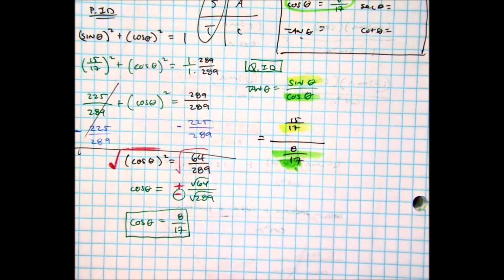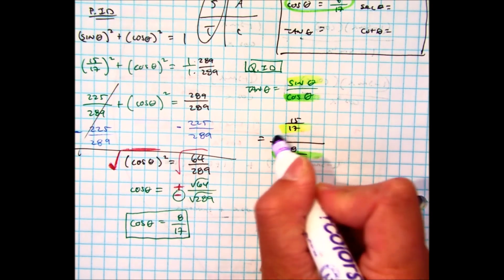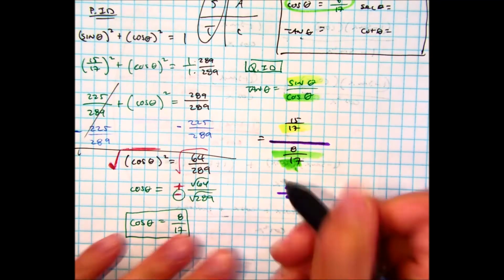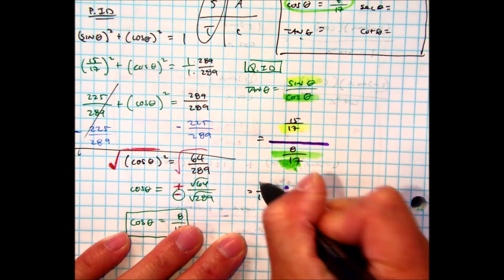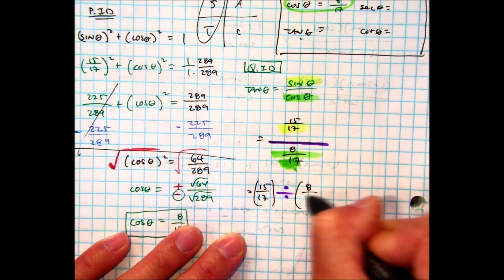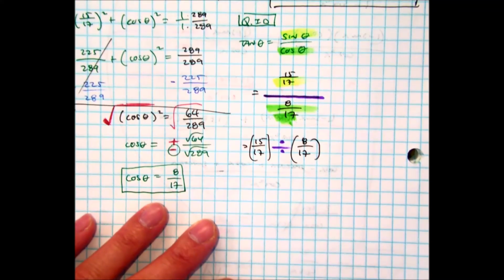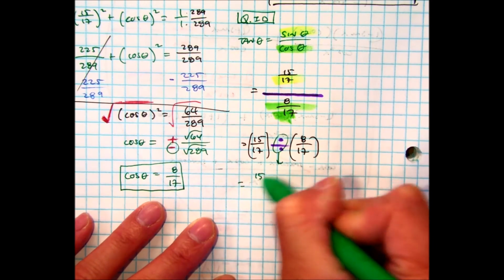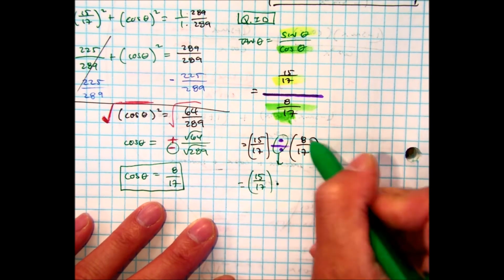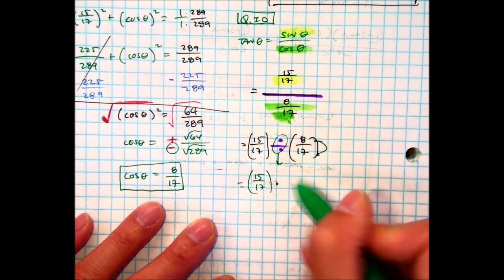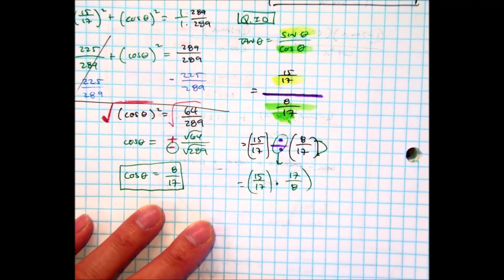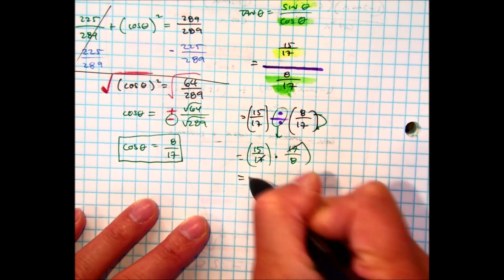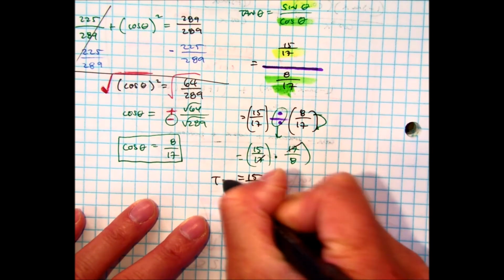Now we're just going to turn our fractions sideways and not touch the fractions themselves. 15 over 17, 8 over 17. That becomes multiplication, so this stays the same. How about this one? 17 over 8. And if you simplify it, what do you get? Tangent is 15 over 8.